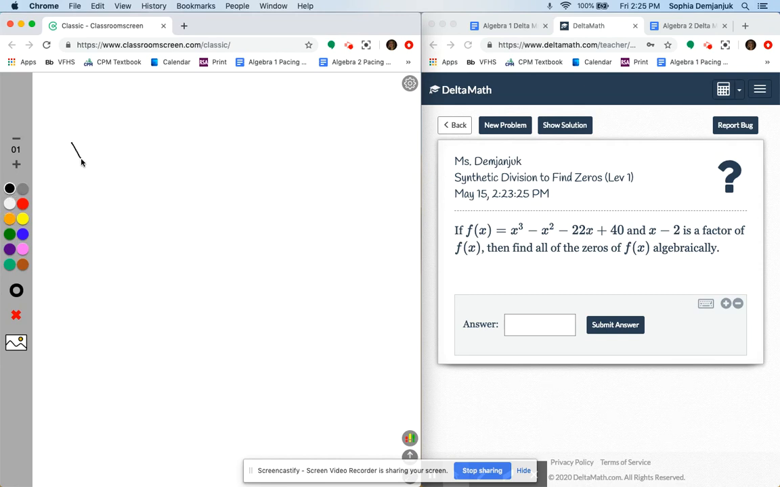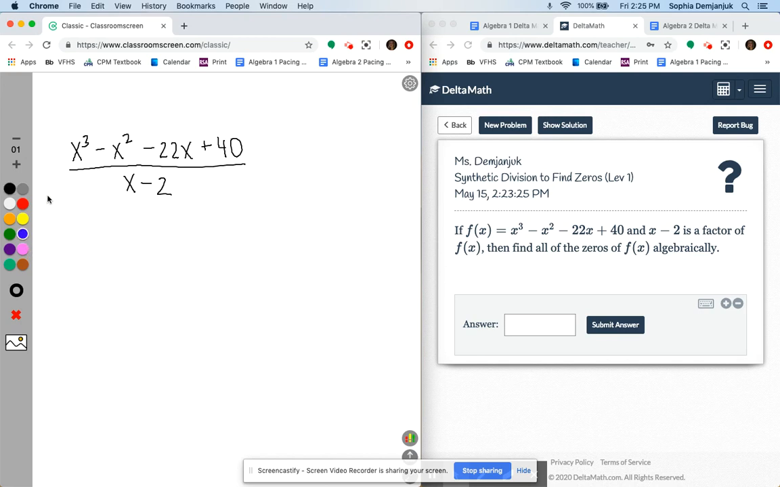I have x to the third minus x squared minus 22x plus 40. And it says that x minus 2 is a factor of f of x. So we would be able to evenly divide this function, the long polynomial that we started with, by x minus 2. So I'm going to divide it by x minus 2. And we're going to find out what we have left once we divide the two. So we're going to use synthetic division.